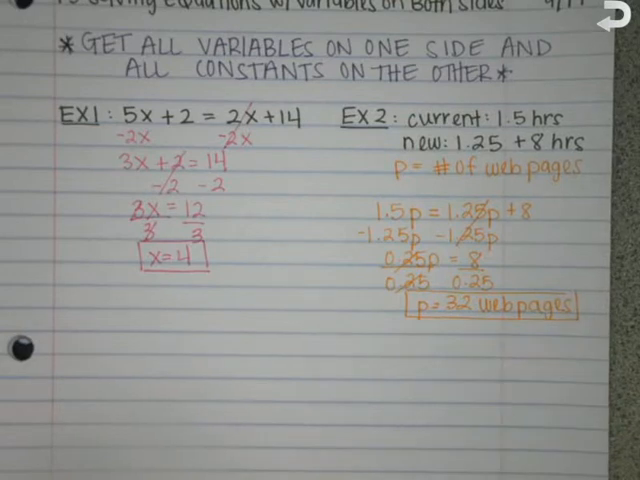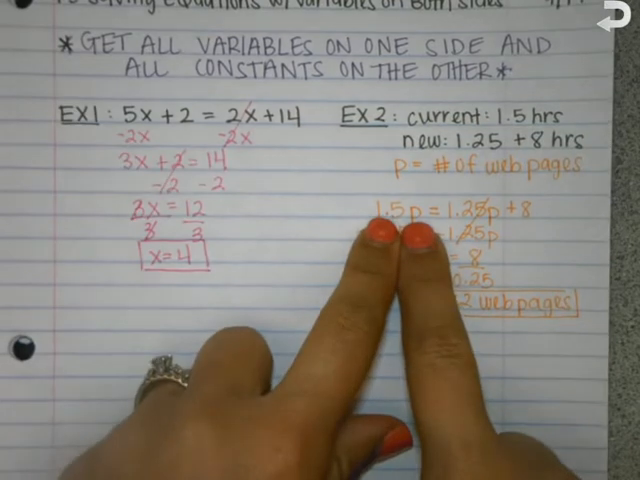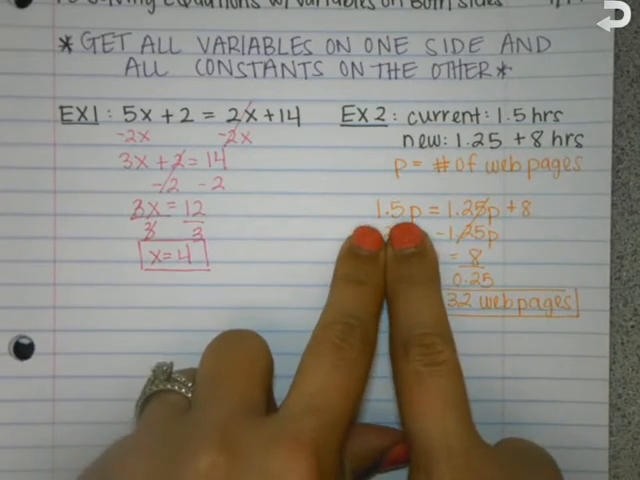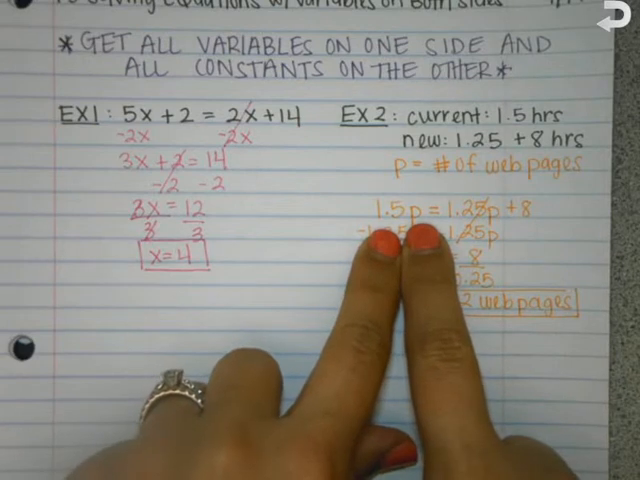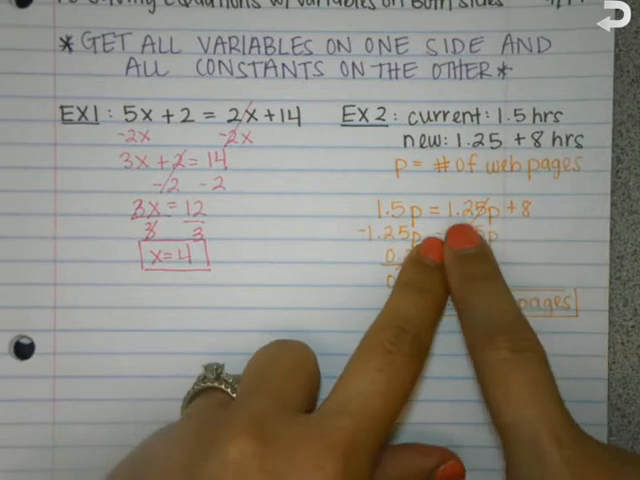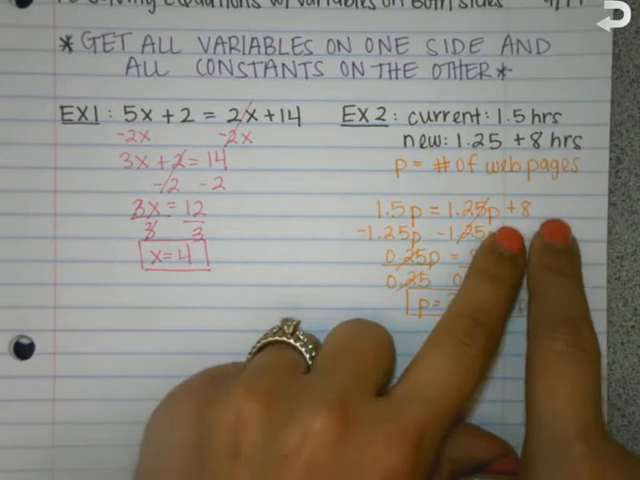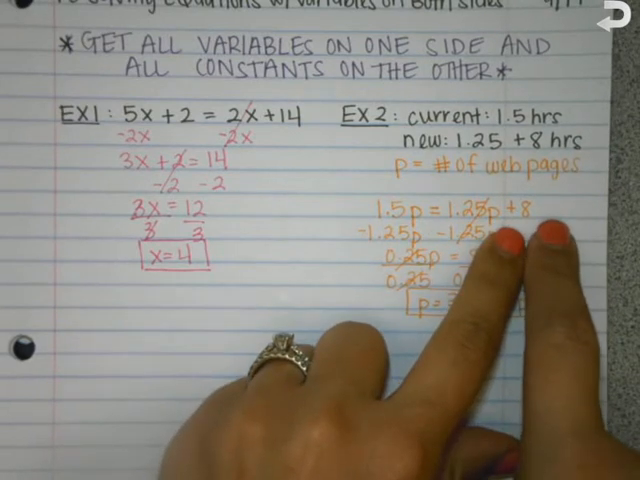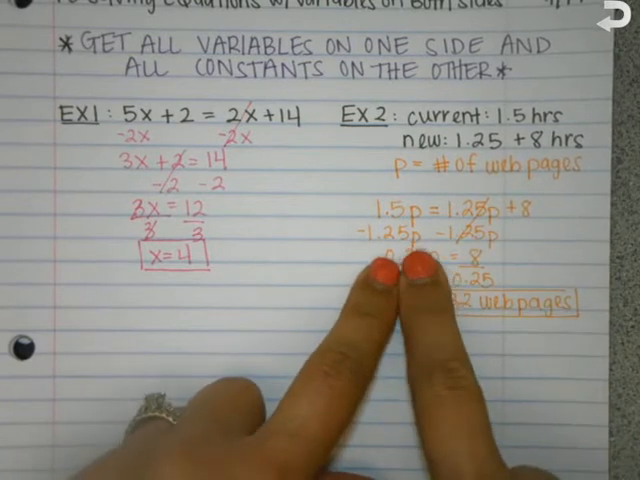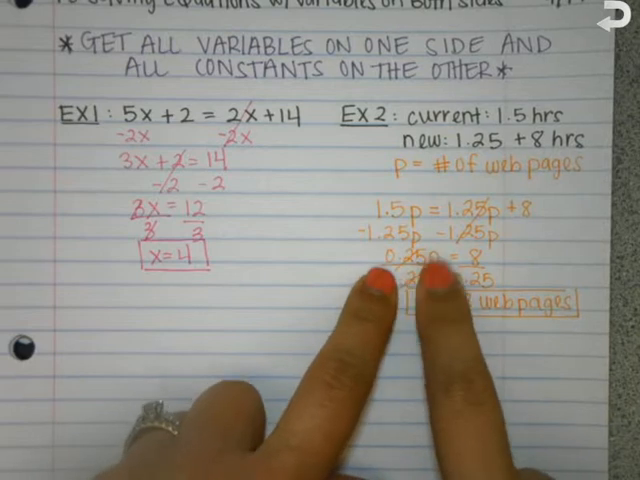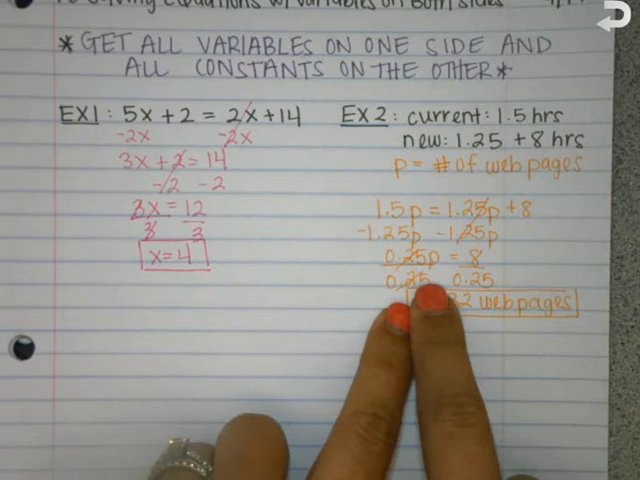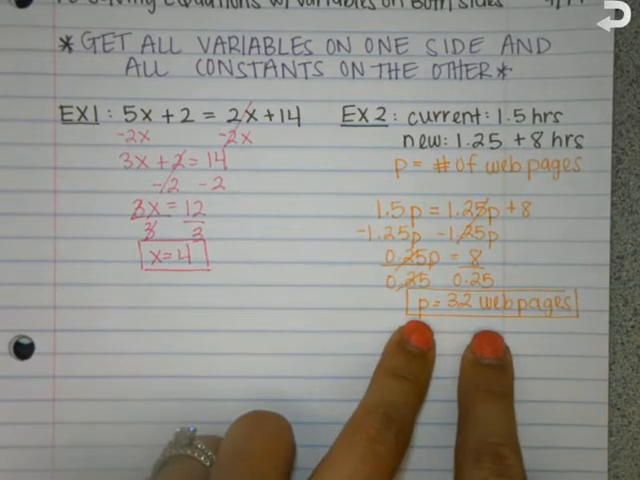So how did we get 32? Remember, 1.5P was how long it takes him using his old software, right? 1.5 hours times the number of pages. The new software is 1.25P because that's how fast he can design a page, plus the 8 hours it takes to learn the software. Make sense? Okay, so we need to get all the P's onto one side. So I subtracted 1.25P to get 0.25P equals 8, and then I divided both sides by 0.25. So that gives me 32. Make sense?